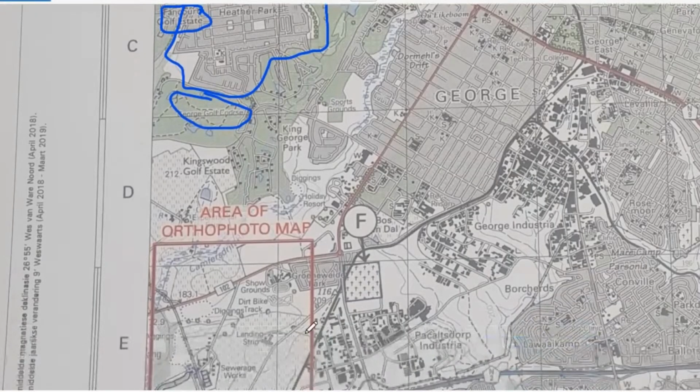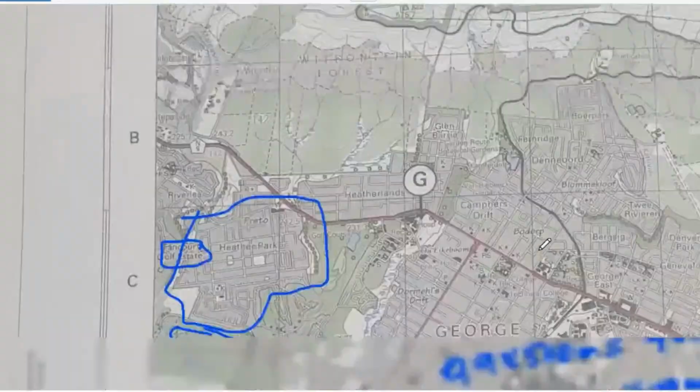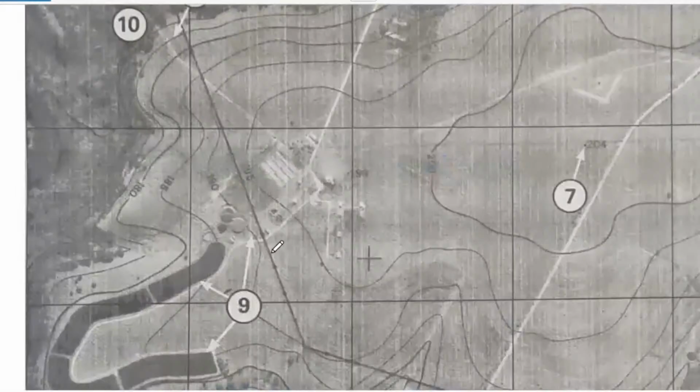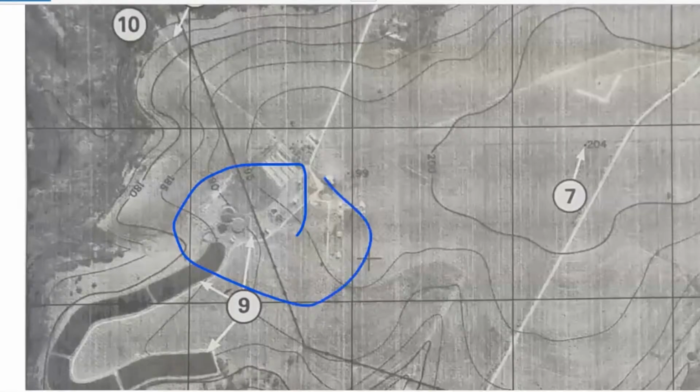Right, the next question is: identify the human made feature at 9 on the orthophoto map. We got the orthophoto map. The feature at 9, right? We check around this area. The human made feature at 9.